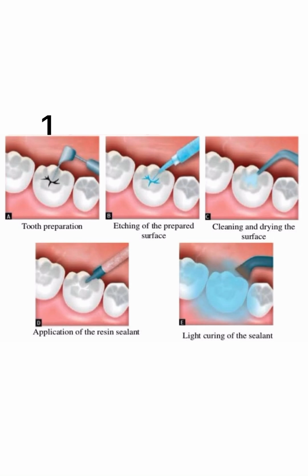The fissure sealing technique. The first step is tooth preparation, in which we will perform prophylaxis. The second step is etching of the prepared surface. We will etch the tooth surface for 20 to 30 seconds with 37% phosphoric acid. The third step is cleaning and drying of the surface. The fourth step is application of the resin sealant, and the fifth step is light curing of the sealant. In this whole process, we have to maintain the isolation.